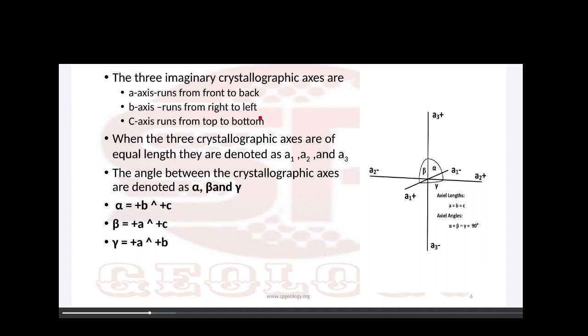See, this is your three imaginary axes. The three imaginary axes may be mutually perpendicular to each other, or there may be other angles. The angles are denoted as alpha, beta, and gamma. Alpha is the angle between positive B direction and positive C direction. Beta is the angle between positive A and positive C direction, and gamma is the angle between positive A and positive B. You can see here.